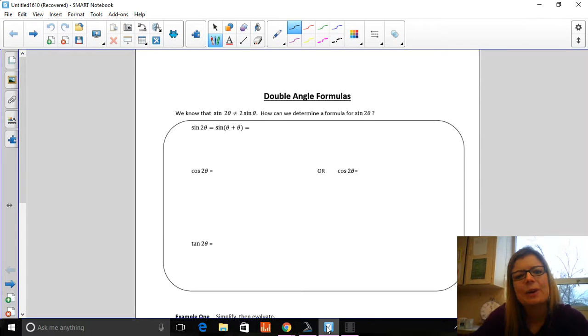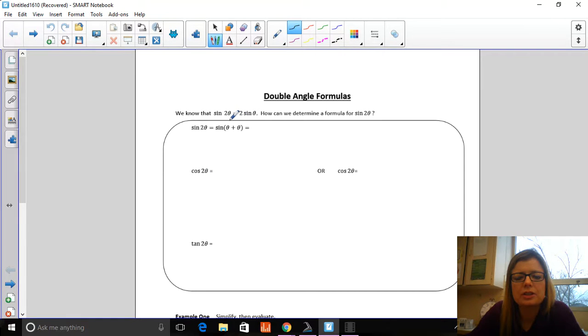Hi class, today we are going to learn about double angle formulas. So yesterday we learned about compound angle formulas where it's either sine of A plus B or A minus B, and then cos and tan like that as well. Today we're going to be able to do formulas like these. So sine of 2 theta, cos 2 theta, tan 2 theta.